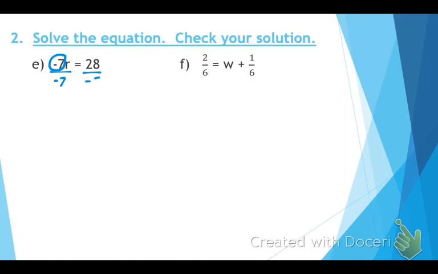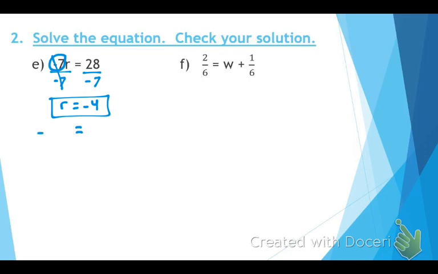And then we're going to do that to both sides. So remember, over here, -7 divided by -7 equals 1. So I'm left with 1R. And Harmony, what is 28 divided by -7? Okay, now remember, I have one negative there. So it's going to be a -4. All right, Harmony, go ahead and check it out for us.